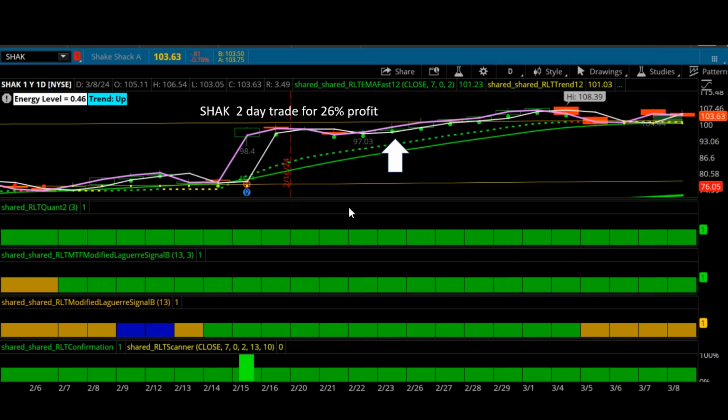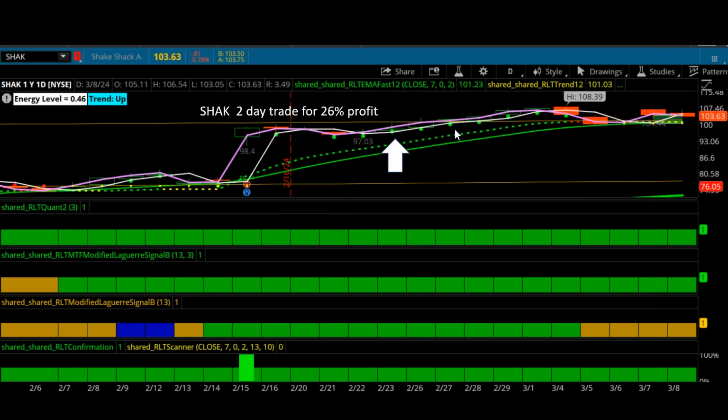All right, so these are some of the trades we took. Now this way I'm going to be able to show you some of the trades we took and why the Compass system told us to take them. This was a trade in Shake Shack. We were in the trade for 2 days, made 26%. You can see here that everything was green.